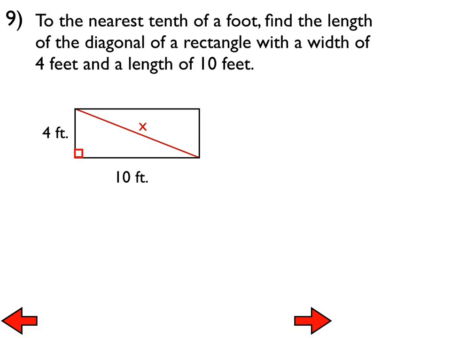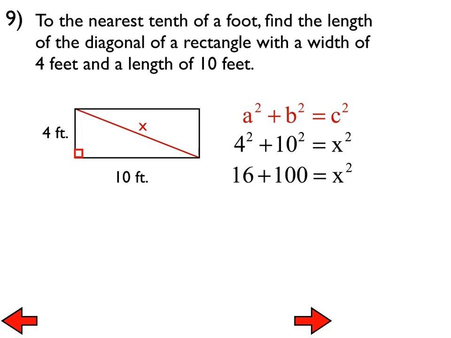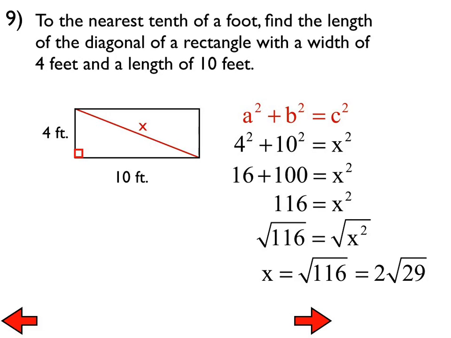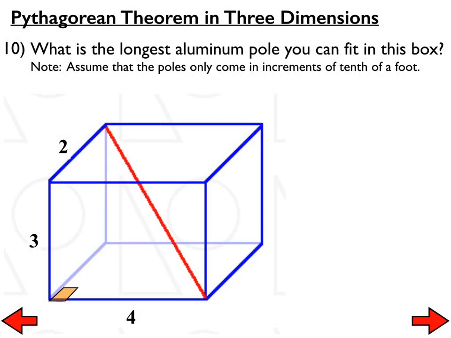Okay, so Pythagorean theorem, a squared plus b squared equals c squared. We've got 4 squared plus 10 squared equals x squared. That's 116 equals x squared. Take the square root of both sides. By the way, that can be simplified to 2 square roots of 29. And to the nearest tenth, that would give us approximately 10.8. And of course, that should be feet, since we're talking about sides that have a length in terms of feet. All right, number 10.